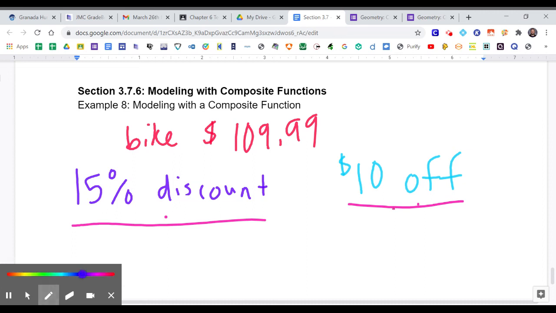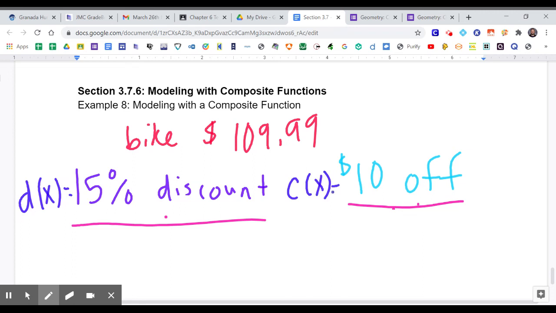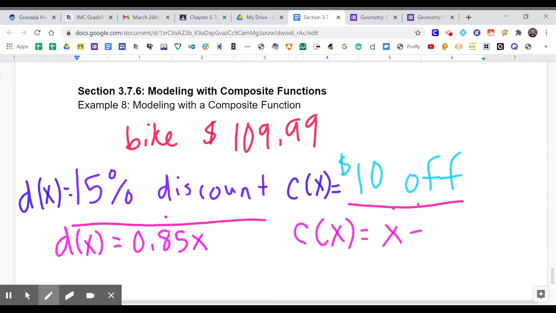So let's say that this is our discount. So d of x is this. It's 15% off, and we'll just say coupon c of x is $10 off. Okay, so if we're going to write this a little bit more mathy, we'd say d of x is really going to be, well, x is the cost of our bike. And so a 15% discount, you're taking away 15%, which means that you're going to be paying 85% of x, right? And then the coupon of x would just be x minus $10, right? So you'd be taking away $10.